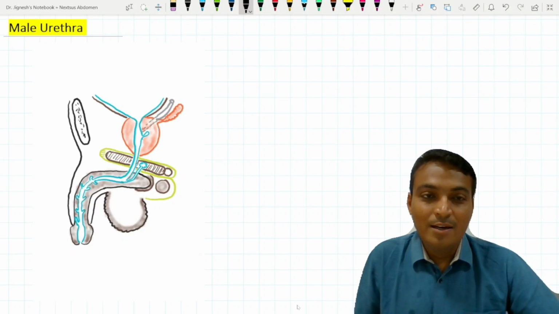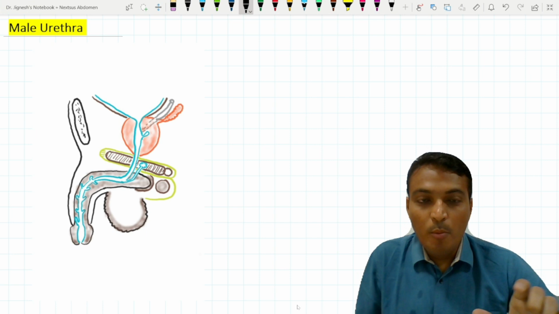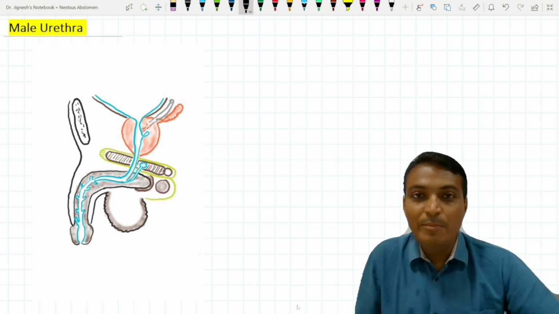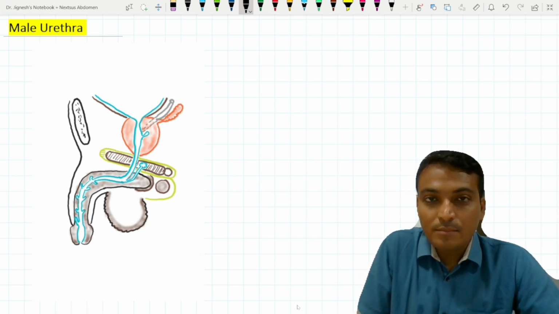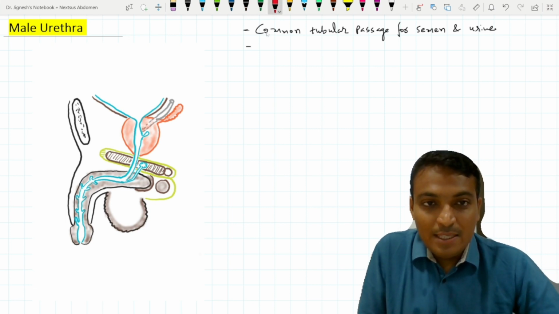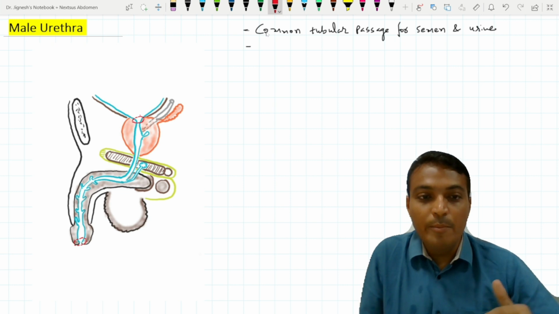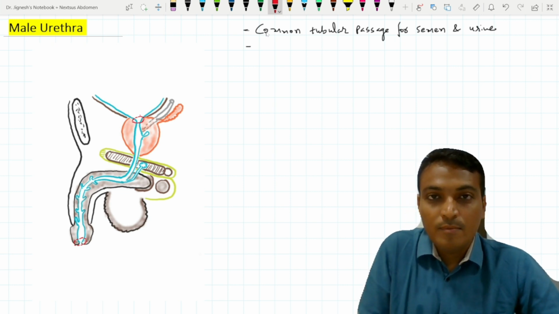Hello friends, let's see the anatomy of the male urethra. The male urethra is a common tubular passage for the semen and urine in males. It extends from the internal urethral orifice, which is situated at the neck of the bladder, to the external urethral orifice, which is at the tip of the glans penis.